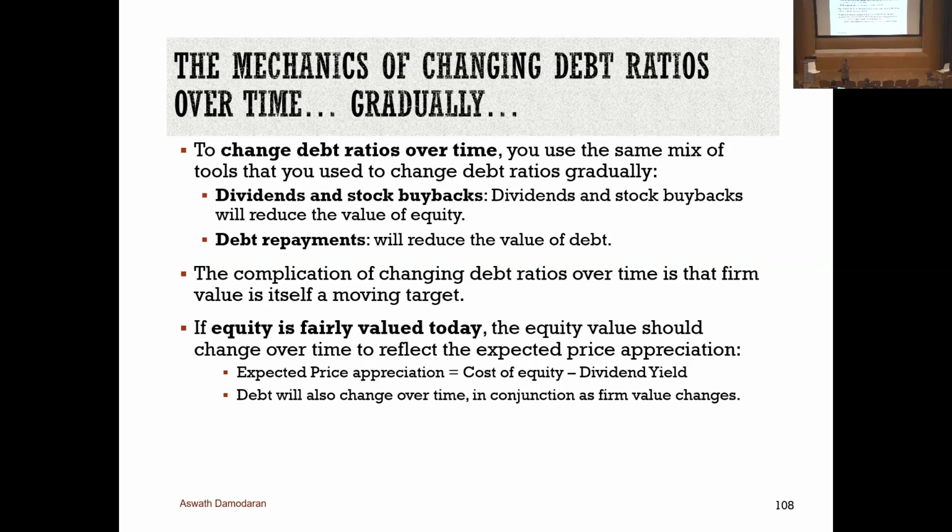And here's the reason. Let's say a company's worth $1 billion today in market cap terms. If it's fairly valued, it should be worth 1.08 billion next year, 1.15 billion the year after. Looks like I'm making up stuff, right? No. But why would the value of your firm change over time? And what will it change by if it's fairly valued?